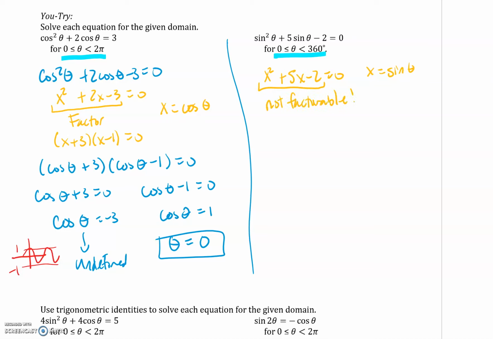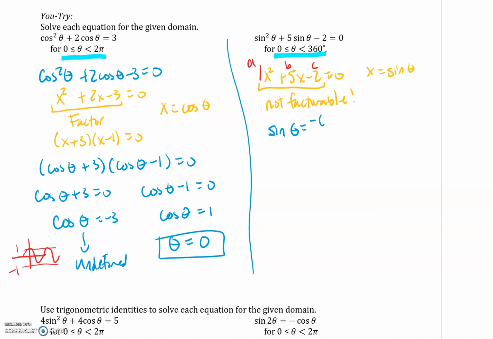And that's okay, because now we can use our quadratic formula. So remember, our quadratic formula solves for x, and here our x is sine theta. And then we want to substitute in our a, b, and c. So here, what's my a value? It's 1, right? B is 5, c is negative 2. Let's go ahead and substitute.